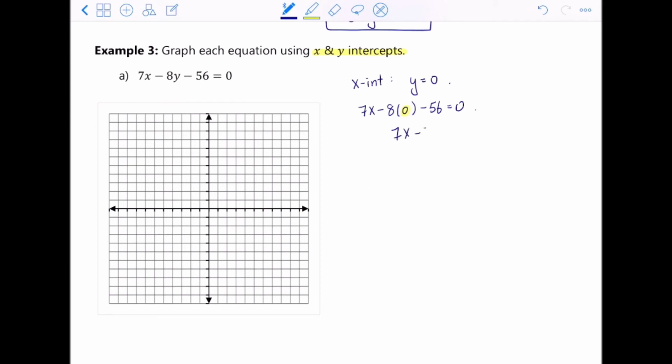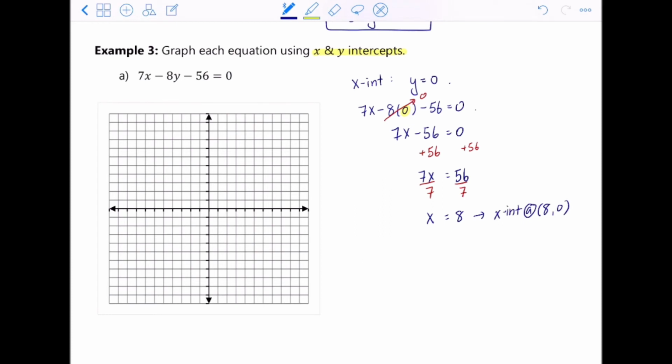So 7x minus 56 equals 0, because 0 times anything becomes 0. Then we're going to remove negative 56 by adding it to both sides, because what we're trying to do is isolate x. So we have 7x on the left-hand side and positive 56 on the right-hand side. We divide both sides by 7 so we can fully isolate x. So x equals 8. This tells us that the x-intercept happens at 8, 0.